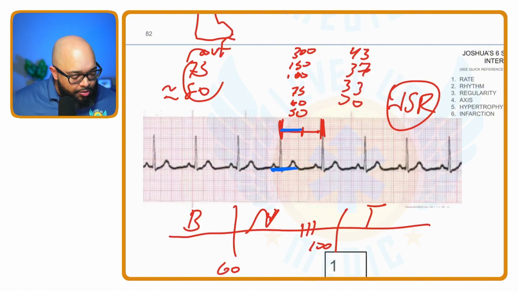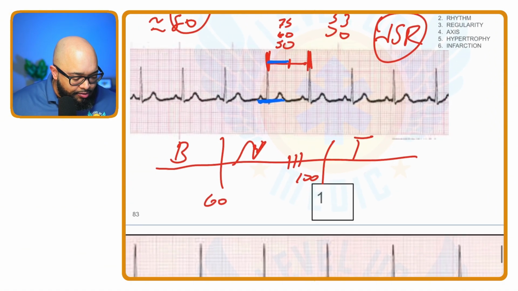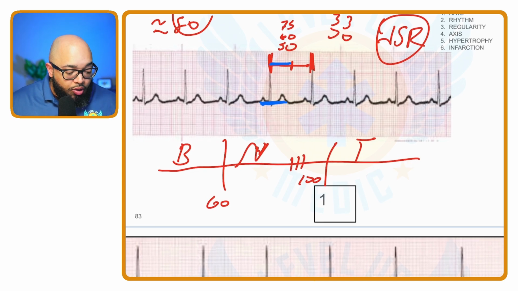All right, let's go to number 2. Oh, wait, I'm sorry. We've got to do all of our steps. So we did the rate, we did the rhythm. Now regularity, is this regular from left to right? Yes, it is. It's not irregular. Everything is the same distance apart and nothing's changing. We say that's very regular.